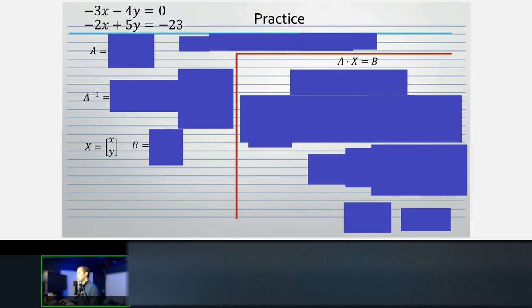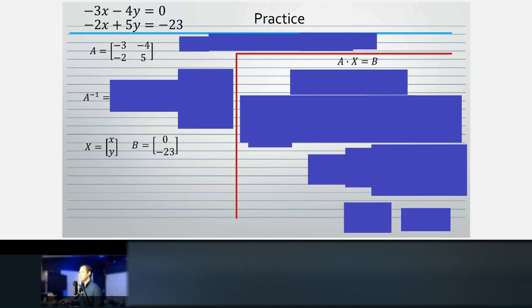Matrix A, these are our coefficients: -3, -4, -2, and 5. Matrix B is the constant matrix, so 0 and -23. All right, so we pulled out A, B, and X. And now we have to calculate the inverse matrix. Remember doing that from Friday.